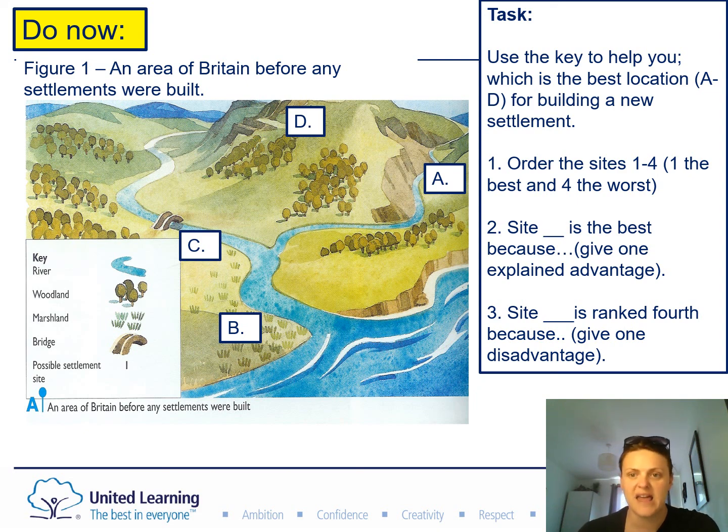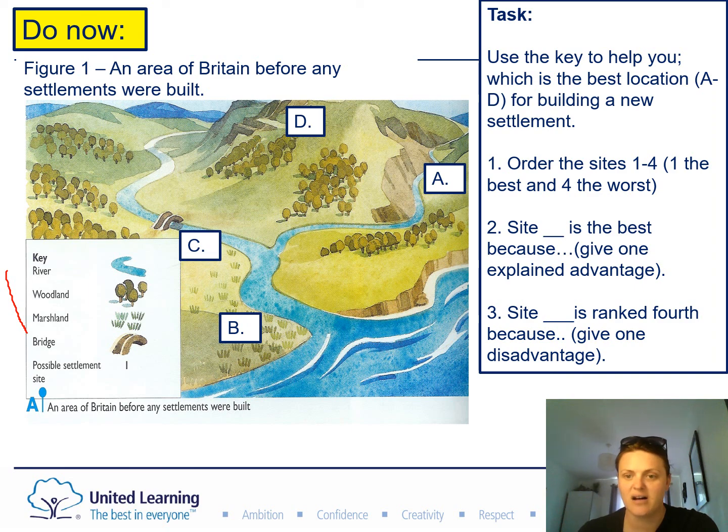I want you to use the key here to help you. I want you to decide which is the best location, A to D, for building a new settlement. So think back to last lesson of all the things that are needed to make a good site. So, number 1, you've got to order the sites 1 to 4. So 1 being the best option and 4 being the worst.